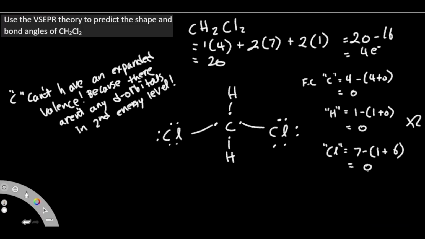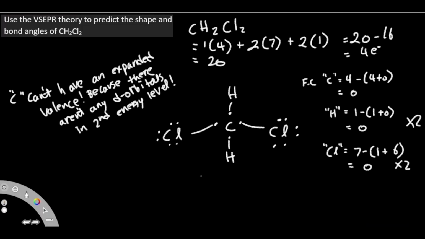7 minus 7 gives you 0. And then this happened twice, so if we did that for this one, we could have done the same for that. So they all kind of check out. It's quite stable, and it makes sense because our CH2Cl2 does not have any charge here, so we're good.